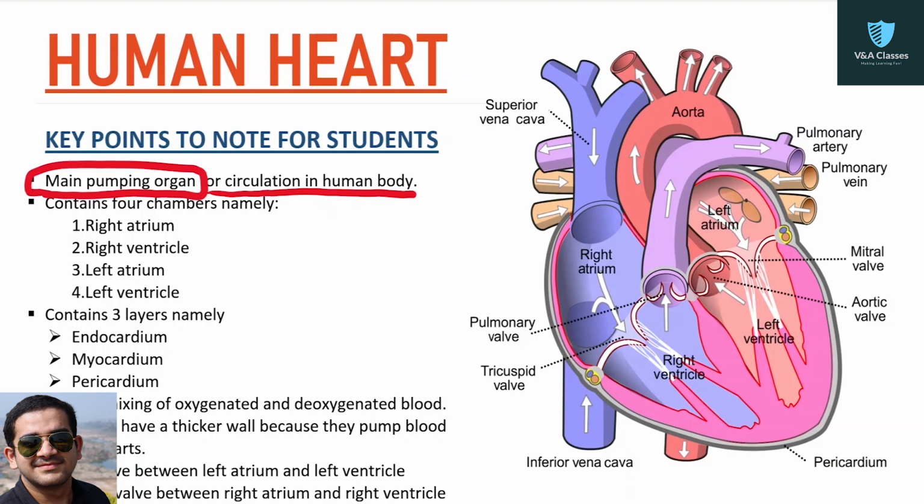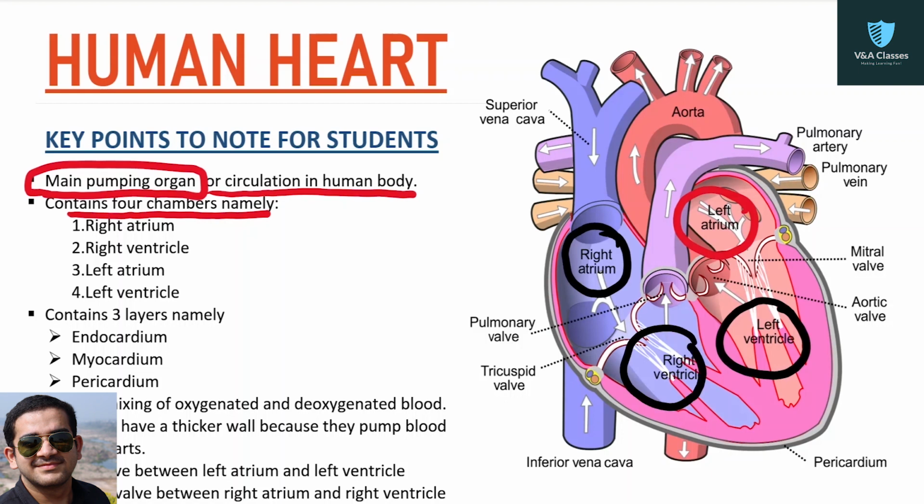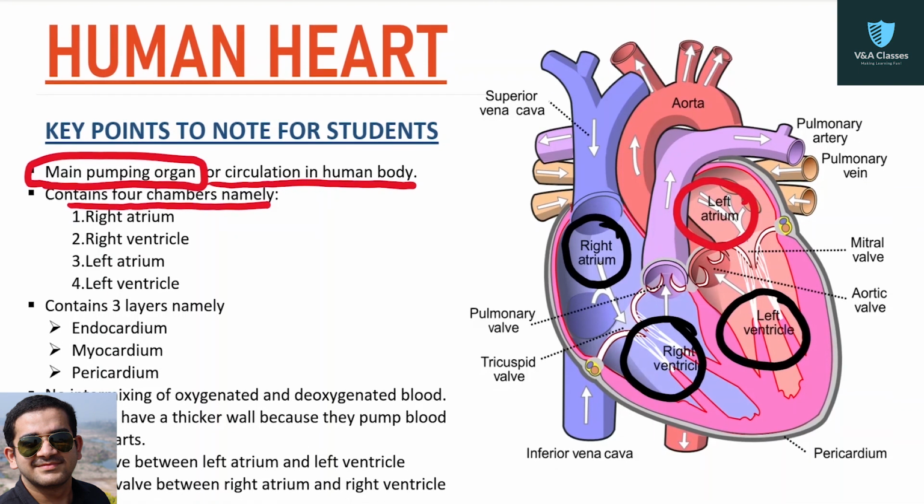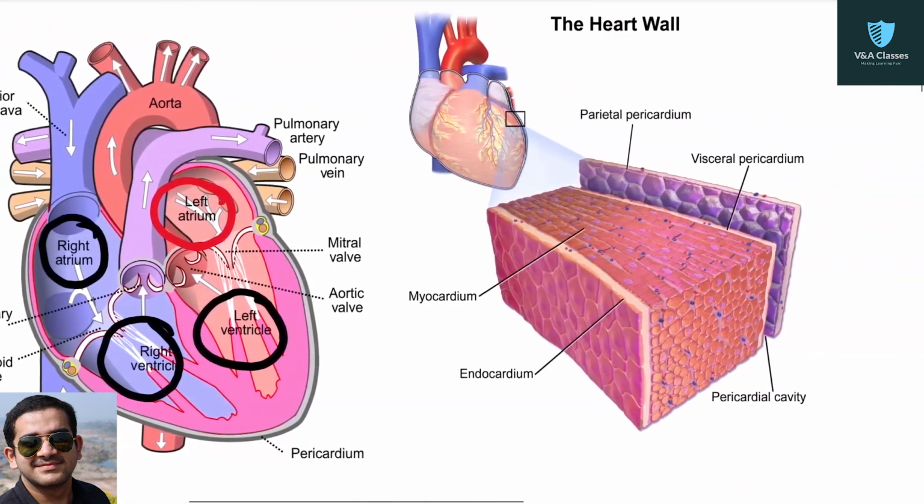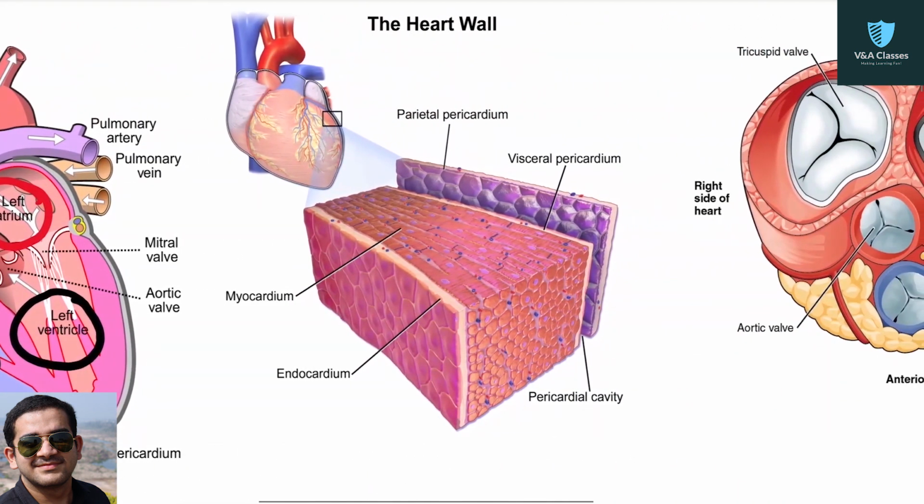The human heart, or for that matter the mammalian heart, consists of four chambers, and the names of the chambers are left atrium, left ventricle, right atrium and the right ventricle. On the left hand side we have two chambers and on the right hand side we have two chambers. Now the outer covering of the heart contains three layers. So what are these three layers? Let's look into this diagram.